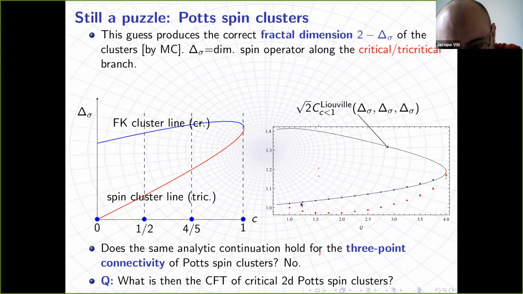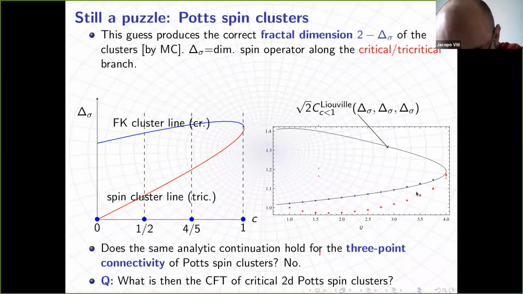So this blue line corresponds to the structure, the 3-point connectivity, well, the universal ratio, in fact, which is measured by Monte Carlo as a function of Q for the FK cluster, and it obviously agrees with the conjecture given by the Liouville structure constant. But when you arrive at Q = 4, the 3-point connectivity for the spin cluster doesn't follow the analytic continuation of this Liouville structure constant, but it really goes in a completely different way.